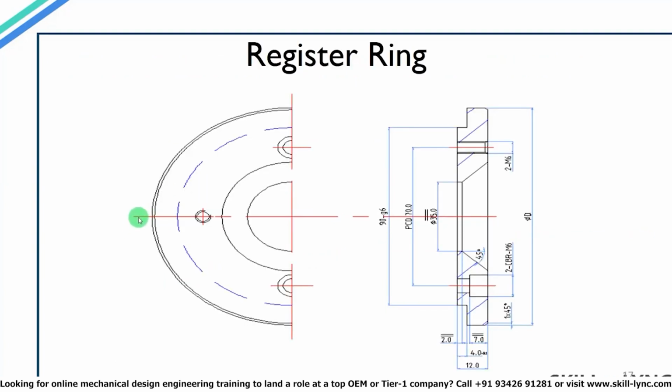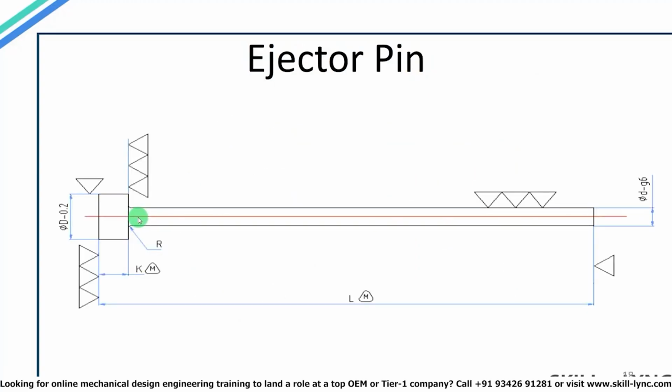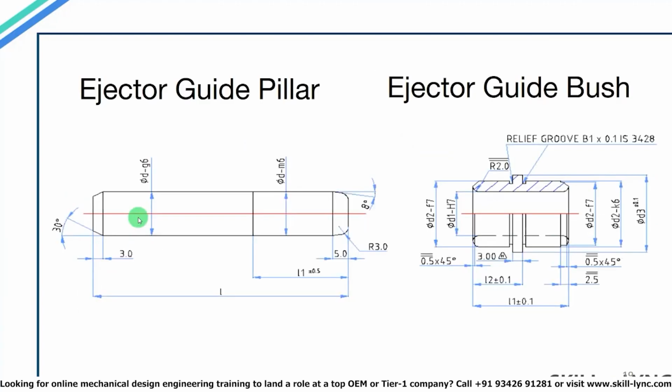The center line which you see here must align with the center line of the molding machine. This is a diagram for the ejector pin. The ejector pin is also case hardened, as it will be engaging with other components in every cycle. So to reduce the wear on the part, we harden it. And this slide shows the ejector guide pillar and the ejector guide bush.